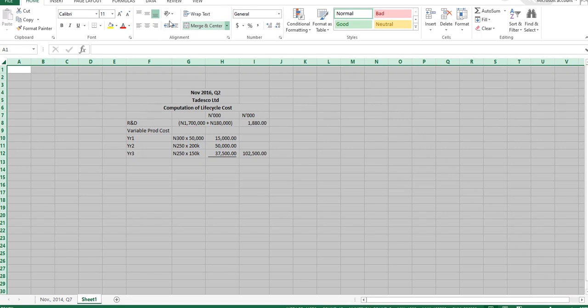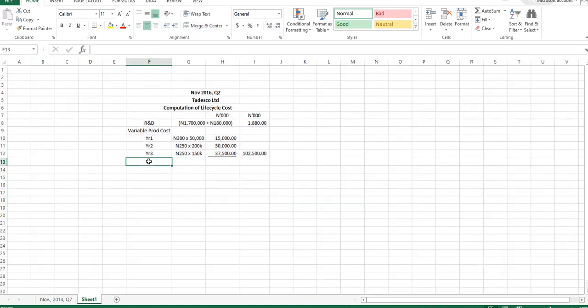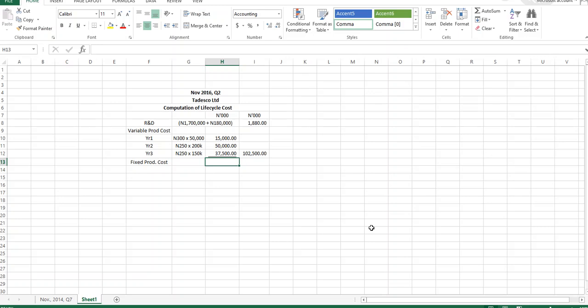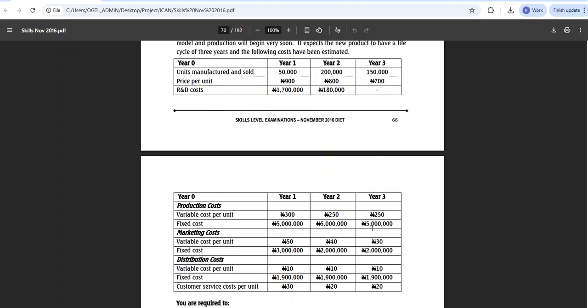What else do we have, please? That's all for that cost. That's 102,500. I've done that. Now we have fixed production overhead, right? Fixed production cost. What's the fixed production cost we have in the question? We have 5 million, 5 million, and 5 million, right? 5 times 3 is 15 million, so 15,000.